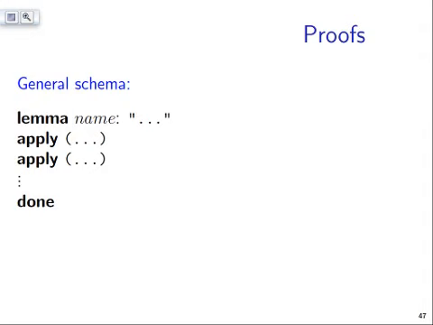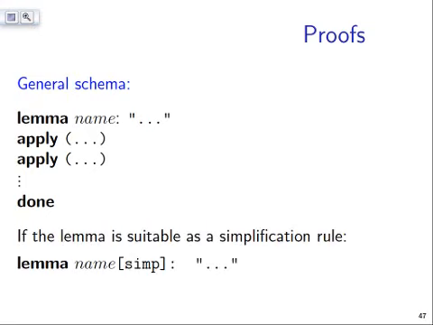Now, this is not really a nice proof in the sense that it's not readable for a human. We will see more readable proofs later on, but in the beginning we will concentrate on this apply style. And only if the lemma is really suitable as a simplification rule, where you always want the left-hand side replaced by the right-hand side, then is it advisable to add the simp attribute there.